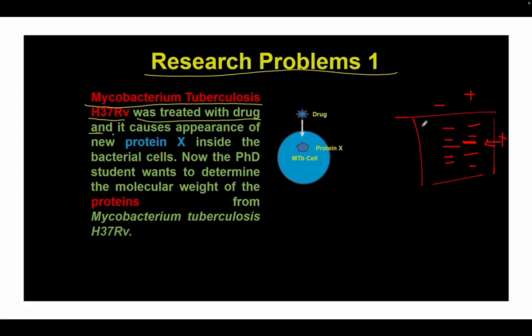Then if we run a molecular weight marker alongside it, we can use that to determine the molecular weight of protein X. But it is very important to run this control sample so that we can identify which band over here is actually protein X. It shouldn't be that we determine the weight of some random band. Because we are running all the proteins, we should also run this control along with our actual sample to find protein X.